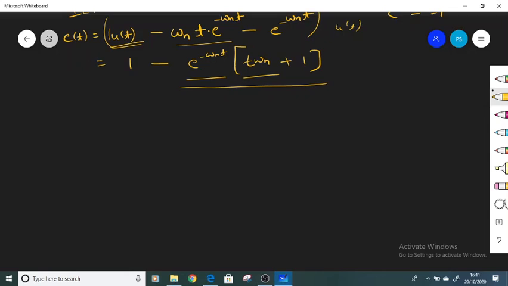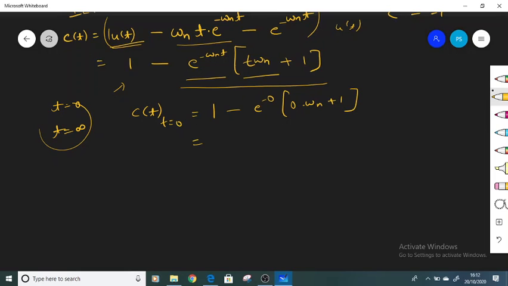If you want to find out the value of the system at t equal to 0 and t equal to infinity, then just substitute these values in this equation, that is c(t). Just substitute t equal to 0, this is going to be 1 minus e to the power minus 0 multiplied by 0 into omega n plus 1.